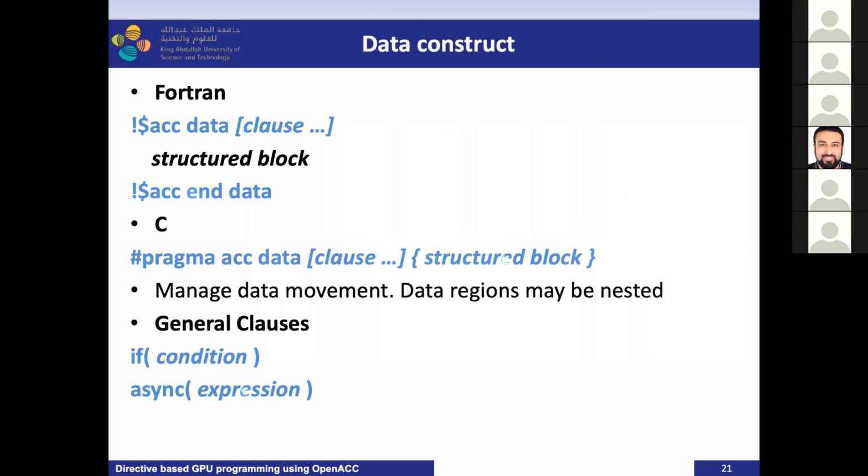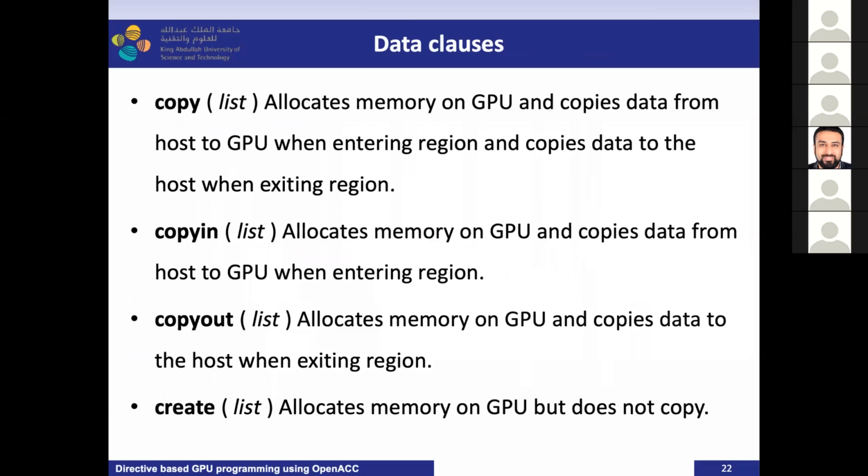And let's see what clauses we need to know. So we have four main ones. There are multiple features and additional details that you can find in the literature. Go to the latest November 2020 3.1 standard. It's a large number of pages, but you will see all the details about the data clauses. So the pragma data clauses could be copy, copyin, copyout, and create.